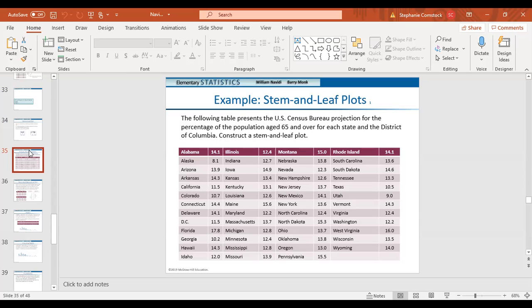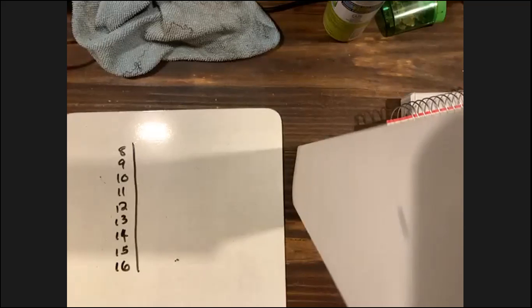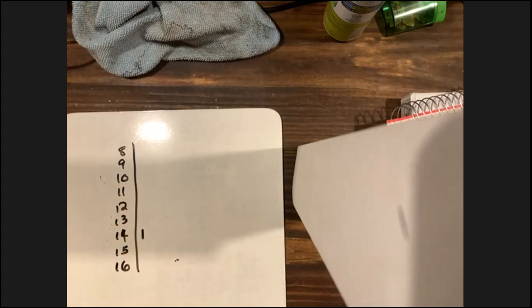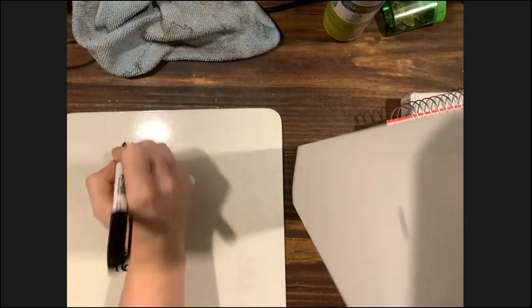So I'm going to set this up, and pull this across with our example here. When we set up a stem and leaf, I've got the 8, 9, 10, 11, and so on and so forth. If I'm going to work down my list, I'm going to start with Alabama at 14.1. So I only have to write the 1. And then I have Alaska at 8.1.